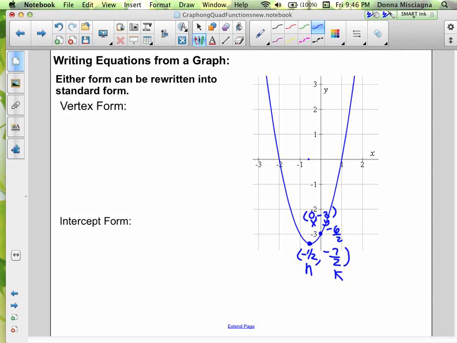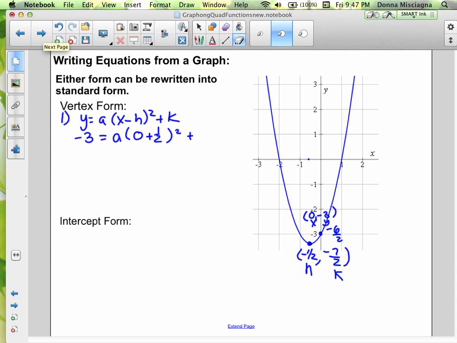All right, so step number 1, the formula, y equals a times x minus h squared plus k. All right, let's replace the h and the k and the x and the y. So we have negative 3 equals a times 0 minus a negative 1/2, that's plus 1/2 squared, and then minus 7 halves.